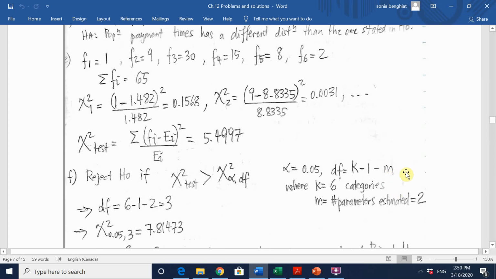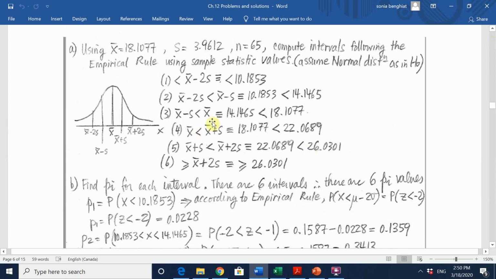M here is representing the number of parameters that were estimated in order to obtain my intervals, right? So if you remember here, we had sample statistics for the mean value. We used x bar. X bar came from our sample. So that was one of the parameter estimates. The other parameter estimate that we used was standard deviation. So here we used S, which is a point estimate for population standard deviation. Hence, we had to estimate 2 parameters over here. These 2 parameters were needed in order to come up with these different categories, right? And in order to come up with hypothetical probabilities for each category.